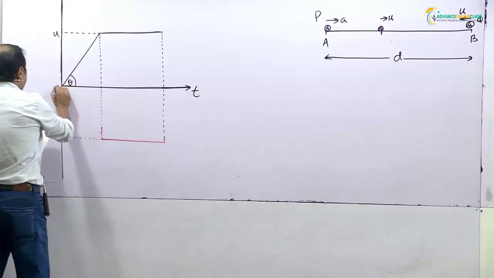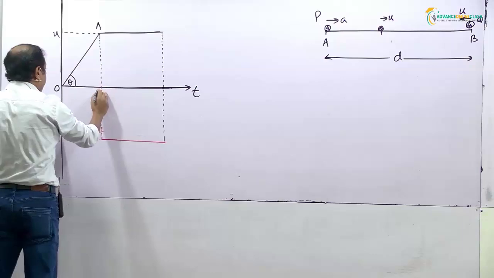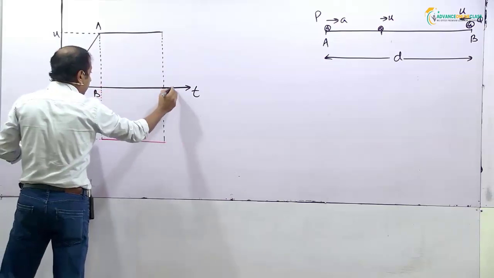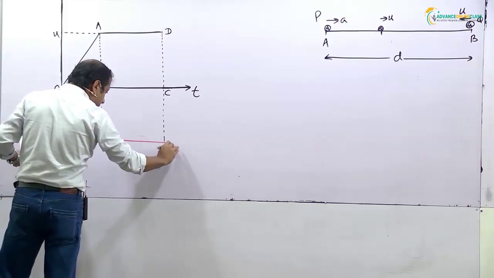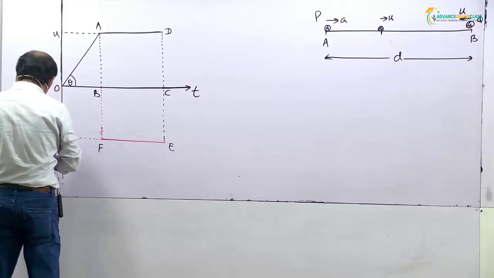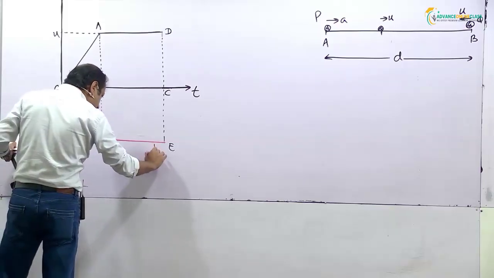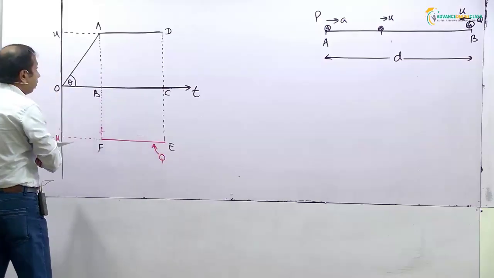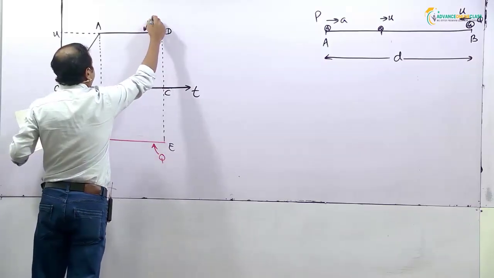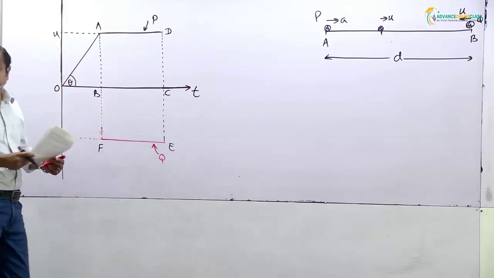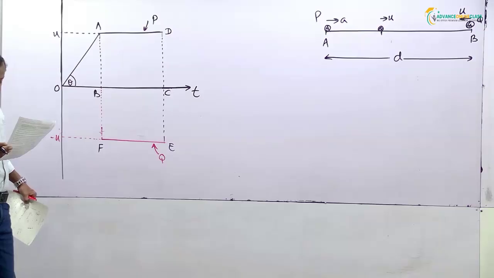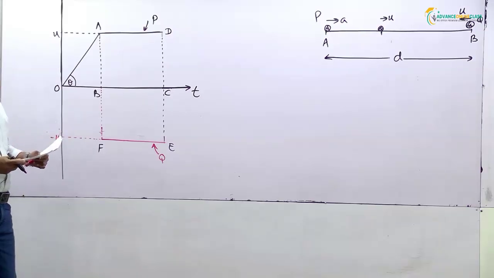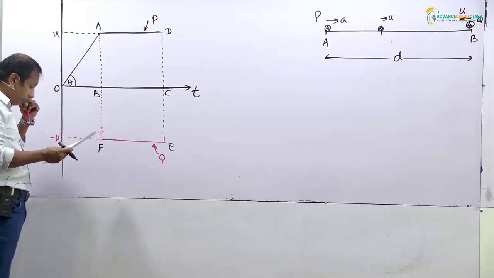Let us take here O, A, B, C, D, and EF. This is the Q. This is P. Now, first question is asking what? Using this velocity time graph, find the distance traveled by the particle P with constant acceleration. That means we need to find OAB area.